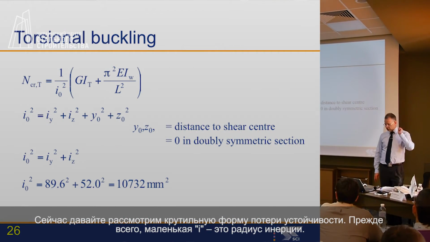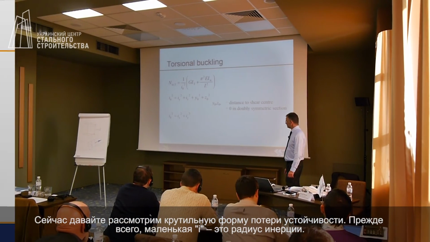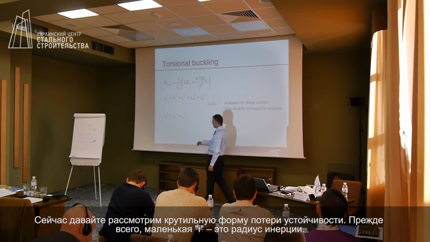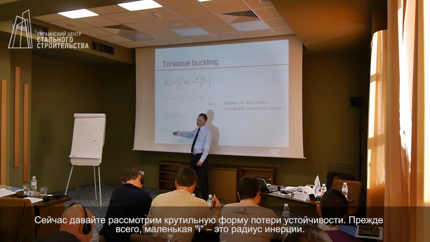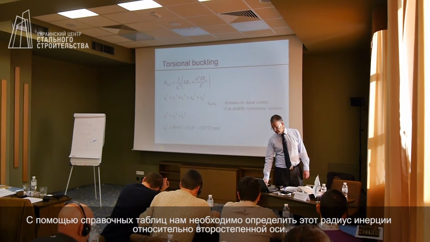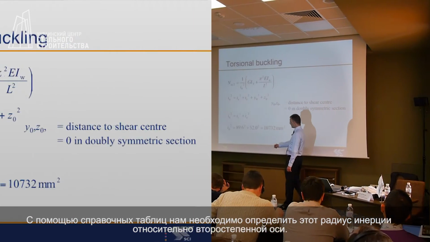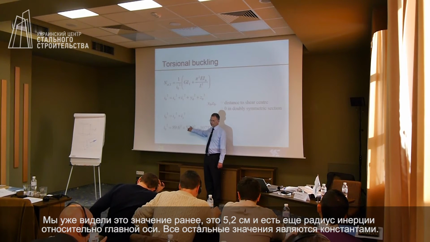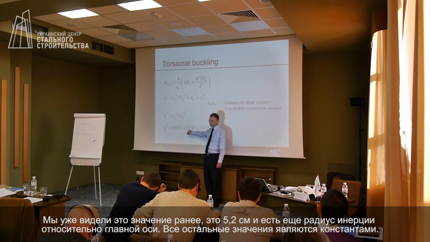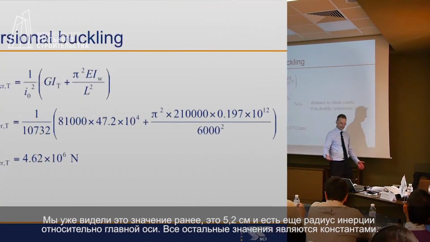Let's have a look then at torsional buckling. So first of all, lowercase i is the radius of gyration. So from section property tables, I'm going to identify the radius of gyration in the minor axis. We saw this value before, except it was expressed in centimetres. It's 5.2 centimetres. And this is the major axis radius of gyration.